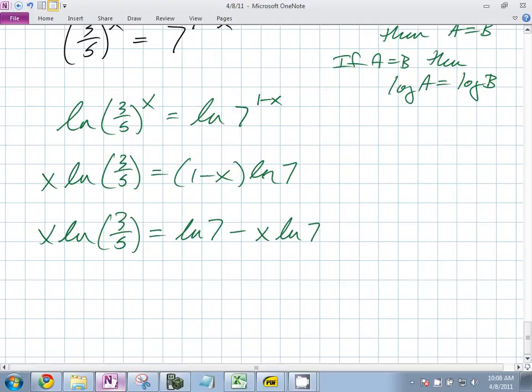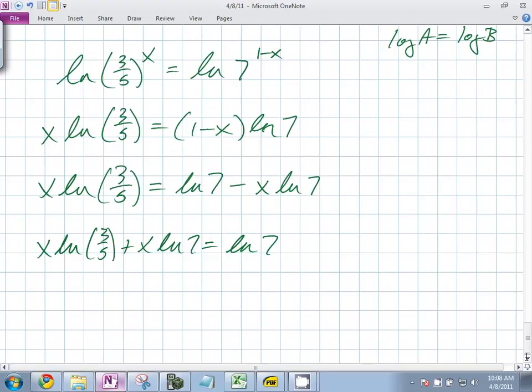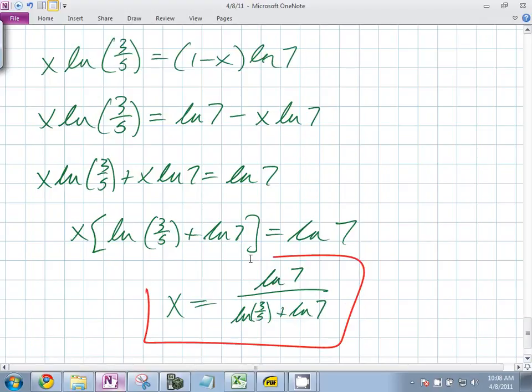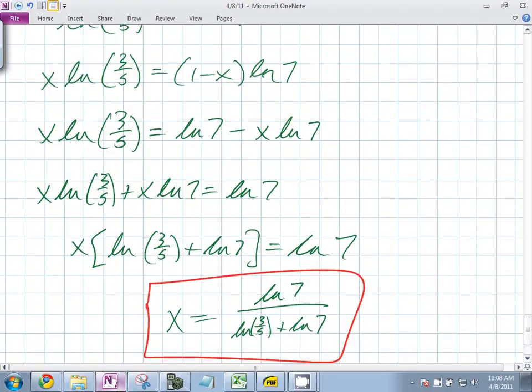x ln 3/5 plus what? Equals. Now what do you do? Factor out what? From the left. So x times ln 3/5 plus ln 7 is equal to ln 7. So what does x equal? All done. Is that just a different way of writing the same thing? Yes. If I was going to do this, I would have done it this way. That's how I would have done it.